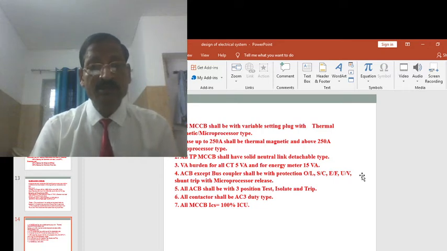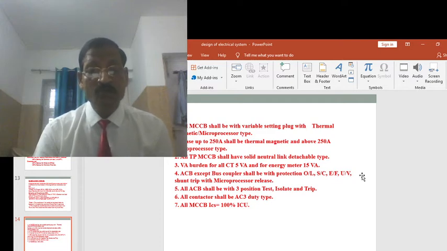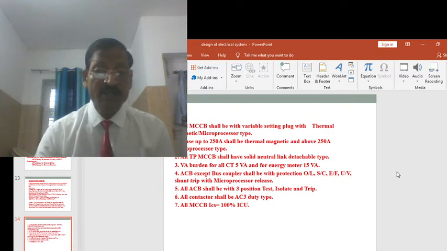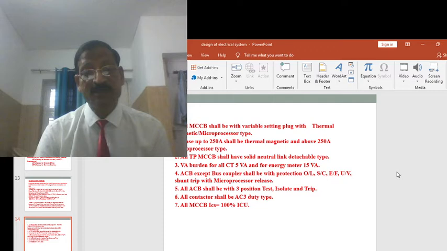All MCCB shall be with variable setting plug with thermomagnetic or microprocessor type release. Up to 250 ampere shall be thermomagnetic, and above 250 ampere is microprocessor type. All TP MCCB shall have a solid neutral link, detachable type. VA burden for all CTs is 5 VA and for energy meter is 15 VA. ACB, air circuit breaker, except bus coupler, shall be with protection: overload, short circuit, earth fault and under voltage. All ACB shall be with 3 positions: test, isolate and trip. All contactors shall be H3 duty type.